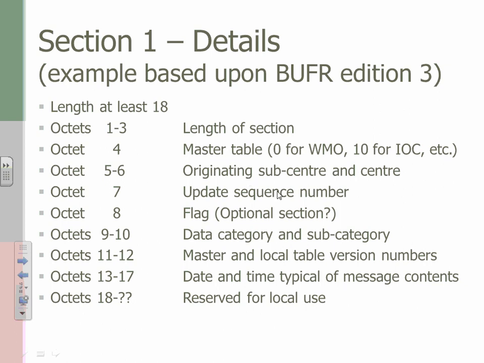Octet 7 is the update sequence number. It's probably easier to imagine that SYNOP sometimes has delayed data, or correction of data. In these cases, this update sequence number is counted up one by one. So if you have a number in octet 7 that is not 0, then you know there was original data before that message.